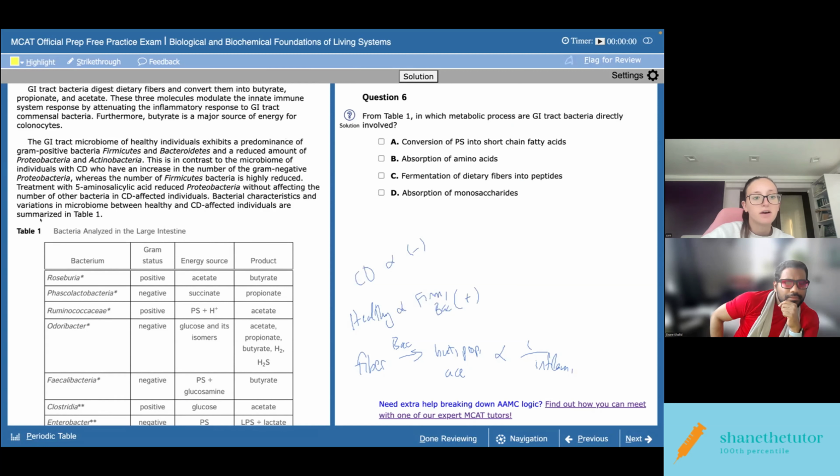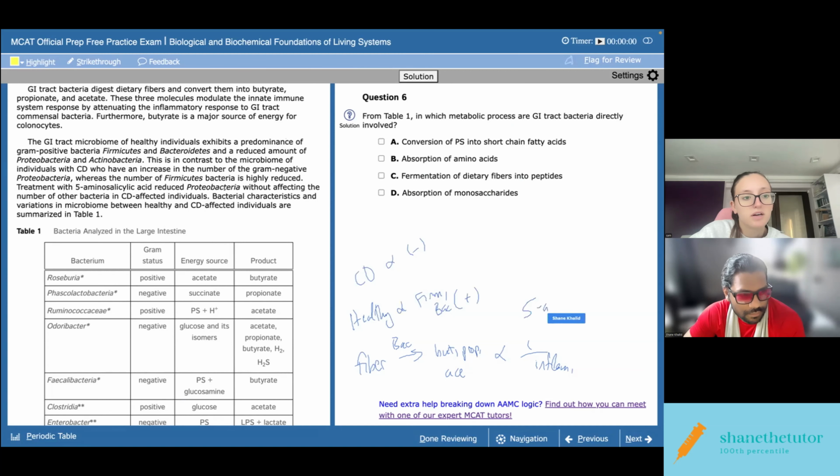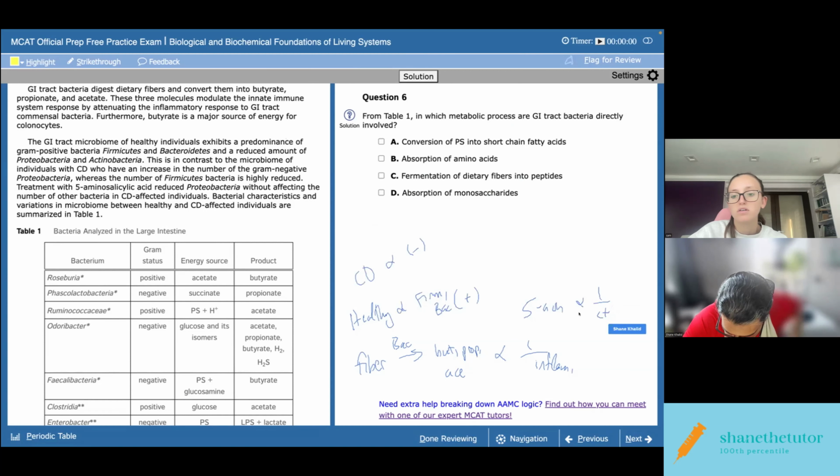And then treatment with 5-aminosalicylic acid reduced proteobacteria without affecting the number of other bacteria in CD affected individuals. So they're treating the increase in gram negative with the 5-aminosalicylic acid. Proteobacteria, which is gram negative. Oh crap, yeah. Never mind, yeah. Okay.